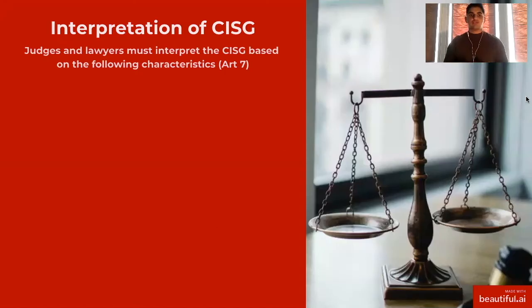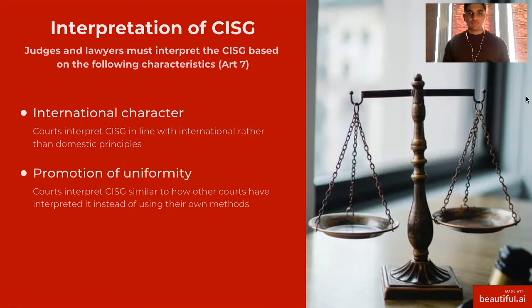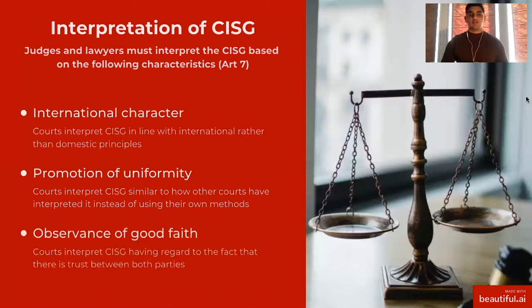Interpretation of the CISG. So judges and lawyers, they have to interpret the CISG based on these following characteristics. International character: the courts have to interpret the convention in line with international rather than domestic principles. Promotion of uniformity: the courts have to interpret the CISG similar to how other courts have interpreted it instead of using their own methods. The idea is that the CISG, or any rules that the courts make, are uniform, they all make sense, they don't contradict one another. And they have to observe good faith. They have to go by the assumption that the parties have trust between each other and there's good faith between each other.